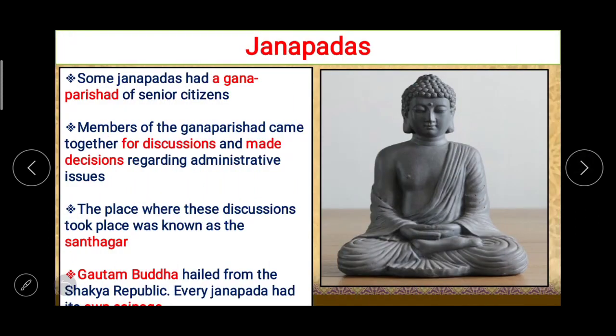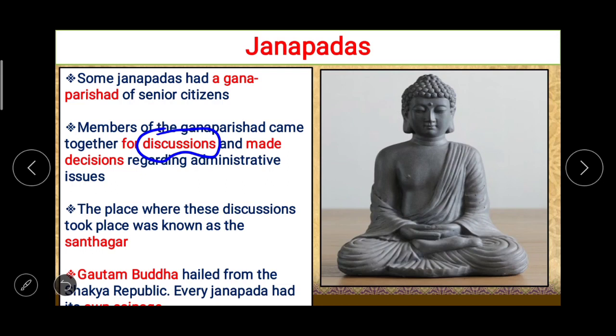Then the next thing about the Janapadas. Some Janapadas had a Ganaparishad of senior citizens. Members of the Ganaparishad came together for discussion if there is any issue or to run anything for the people, and made decisions regarding administrative issues. And this is what the Ganaparishad is all about.